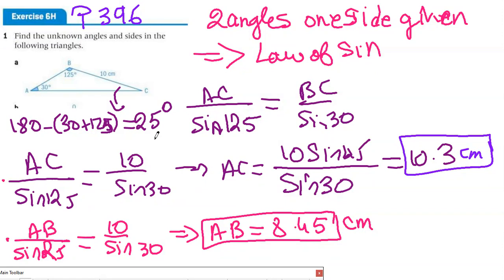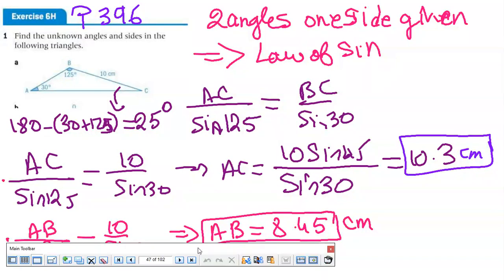And then now to find the missing side, you can start from anywhere you want. You can start, for example, with AC over sine B is equal to BC over sine 30. You find the values, you cross multiply, and then you will get AC is 10.3. Now I can write also AB over sine 25 is equal to 10 over sine 30. You cross multiply and you will have AB is equal to 8.45. And like this, I got the three sides and the three angles.